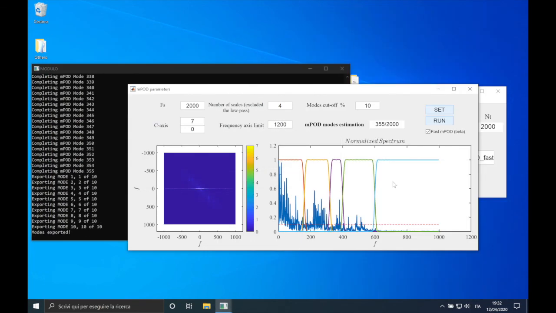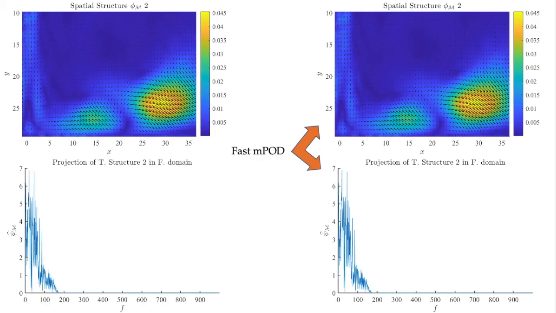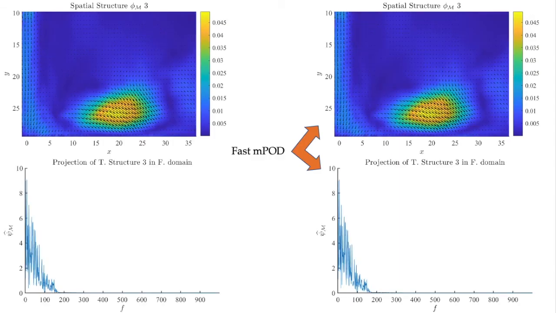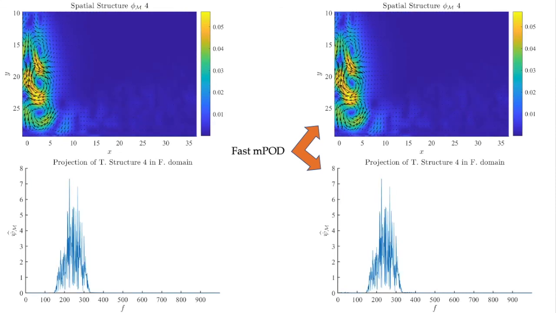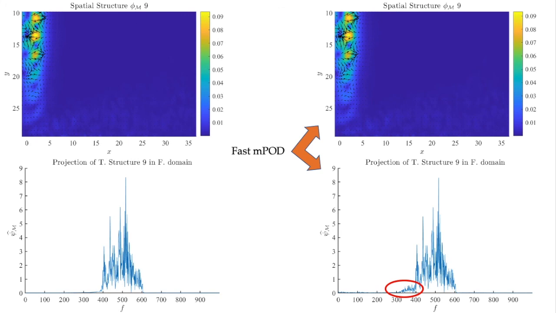If we now compare the mPOD modes, you can see that some of these remained identical. For example, this is a comparison of the second mode. This is the third mode. And finally, this is the fourth mode. They are all identical. However, if we look at the mode 9, we can see a spectral leakage that ruins the spectral separation of the decomposition. This is due to difficulties in preserving the MRA capabilities when acting on a single correlation matrix.